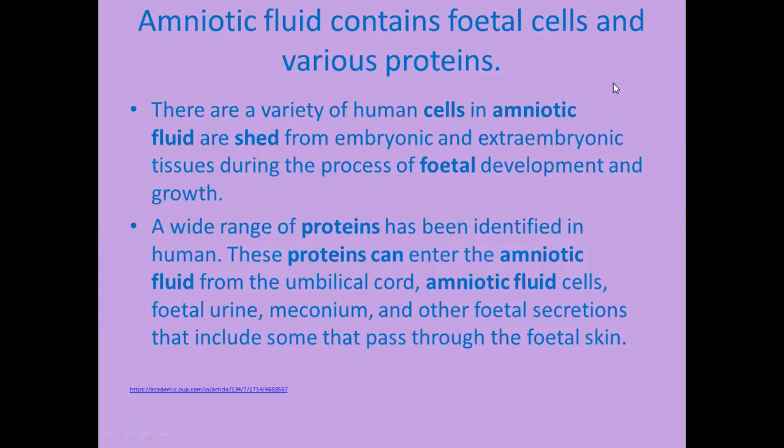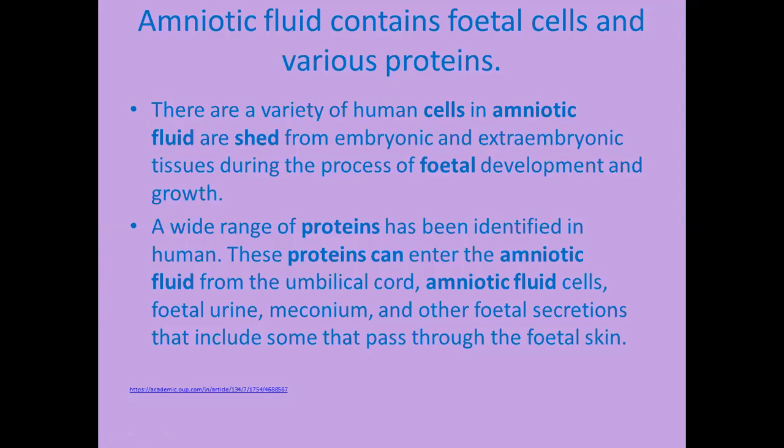And remember, blue, you don't have to learn. There are a variety of different kinds of human cells in the amniotic fluid, and they're shed from both the embryo and extra embryonic tissues. In other words, those membranes that I spoke about in the section on the placenta and the umbilical cord, they are outside the embryo, so extra embryonic, but they are produced by the embryo.